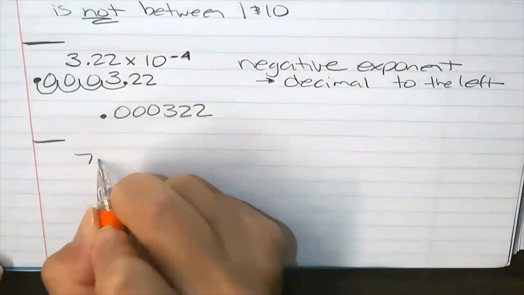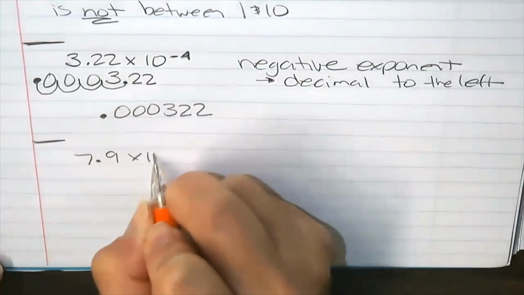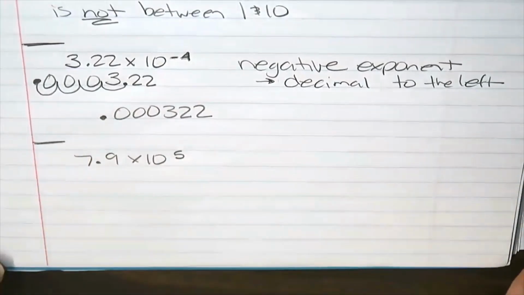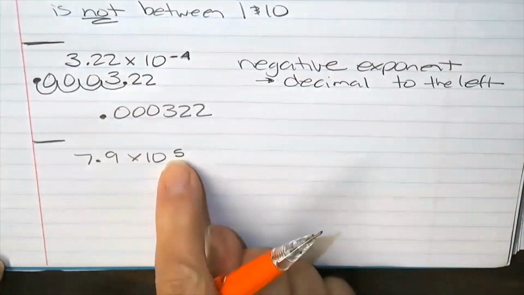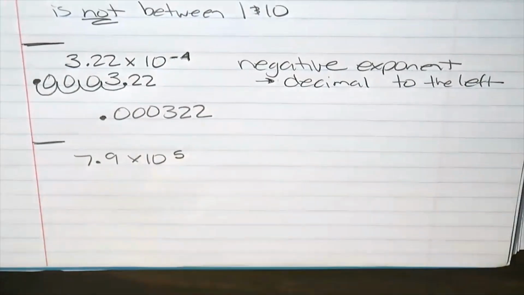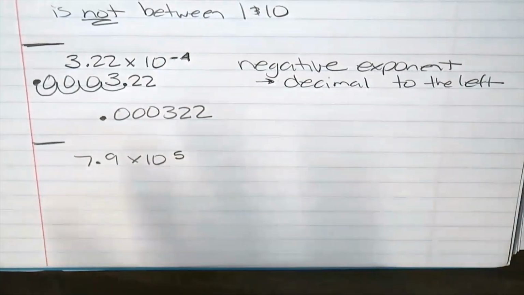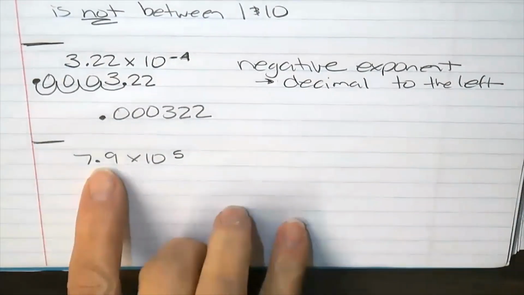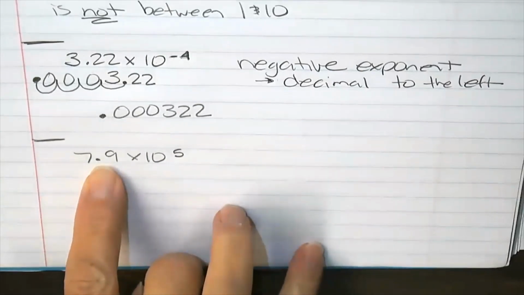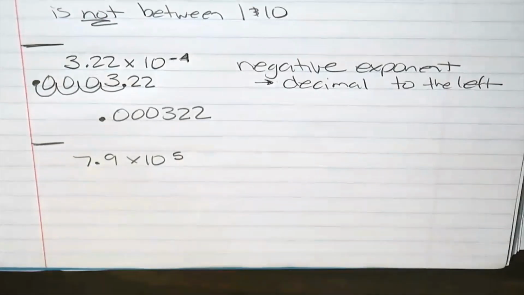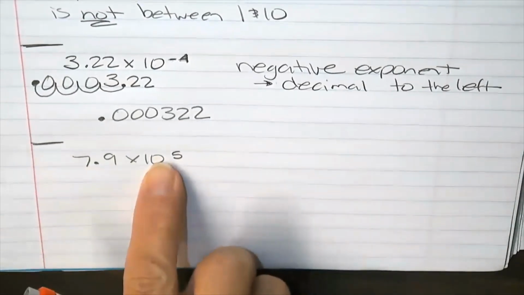Well, what happens with 7 and 9/10 times 10 to the 5th power? What happens if we have a positive exponent? First, we need to ask ourselves, is this written in scientific notation? Is my first factor between 1 and 10? Yes. 7 and 9/10 is greater than 1 and less than 10. And I have a positive power of 10.